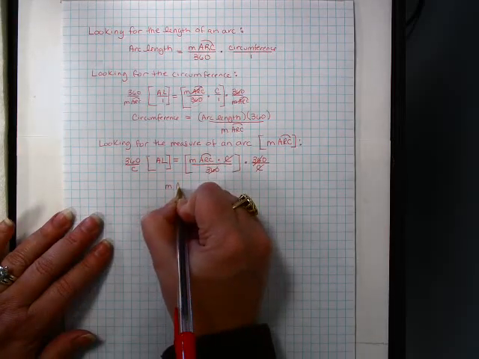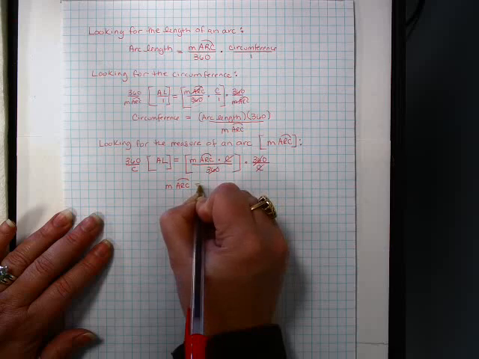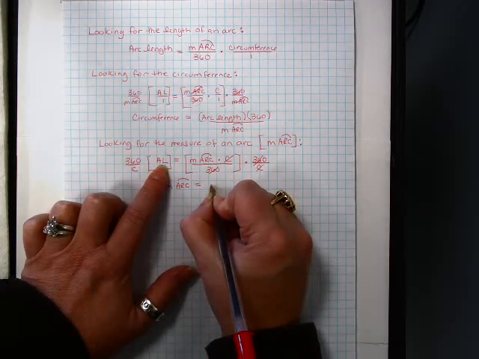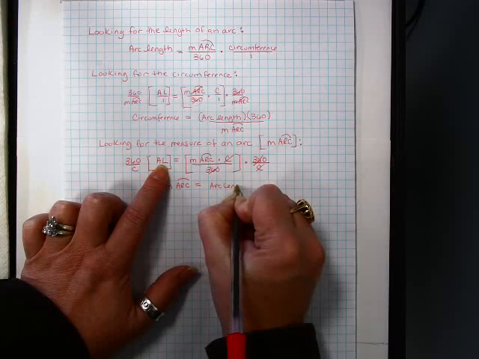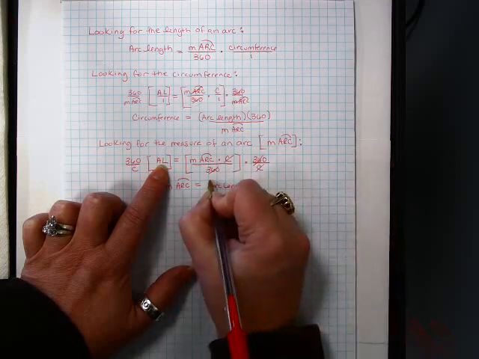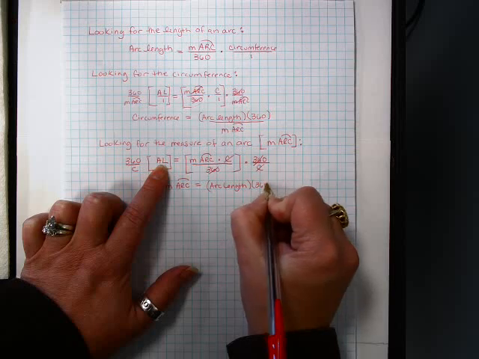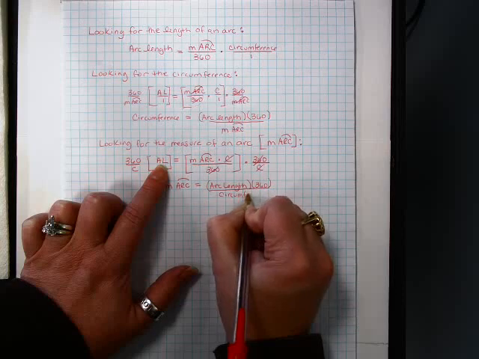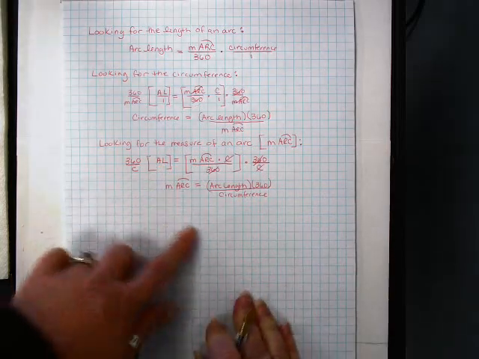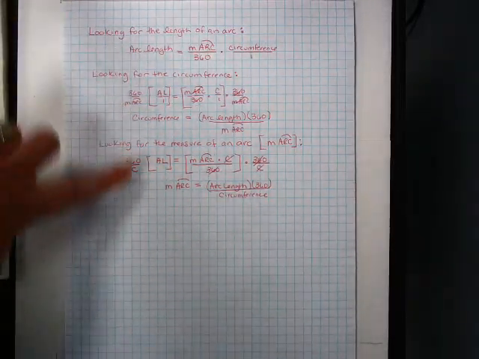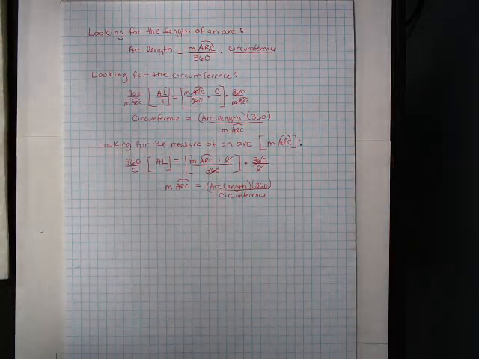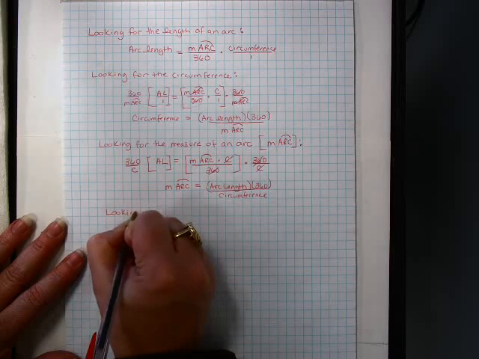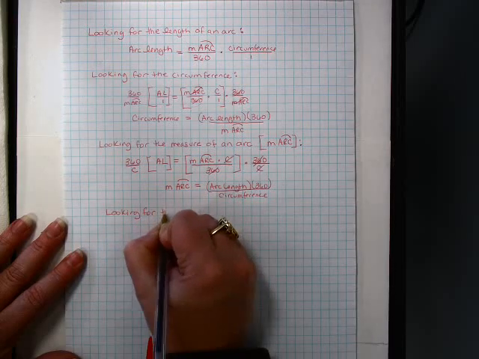The measure of the arc is going to equal arc length times 360 over the circumference. Okay, so I've manipulated this same equation twice. We're going to do it again. Let's say that we are looking for the diameter.